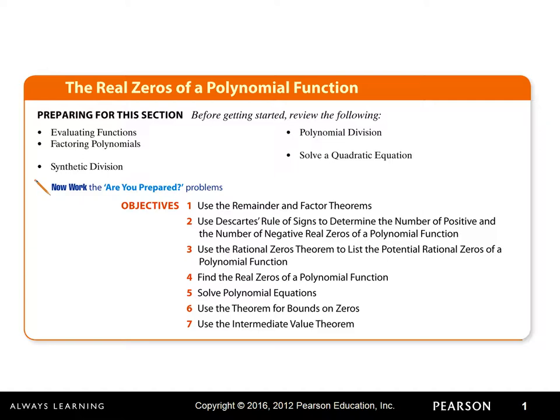Okay, so here we are at the second objective in section 4.5 of Sullivan's pre-calculus. The second objective is using Descartes' rule of signs to determine the number of positive and the number of negative real zeros of a polynomial function. Or we might say the number of possible zeros of both of those kinds, positive and negative. Again, we're building toward two objectives, finding the number of real zeros, and finding the real zeros and solving polynomial equations, which seem like two totally different problems, but they're really the same problem.